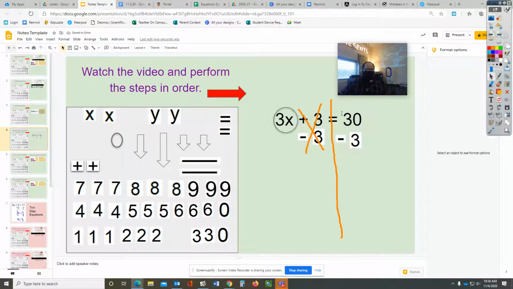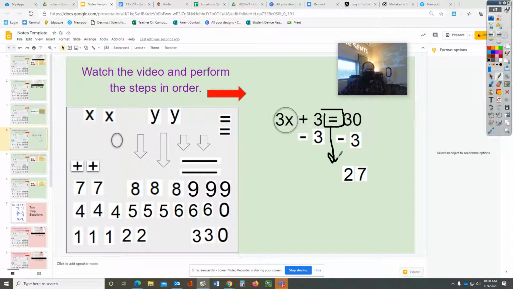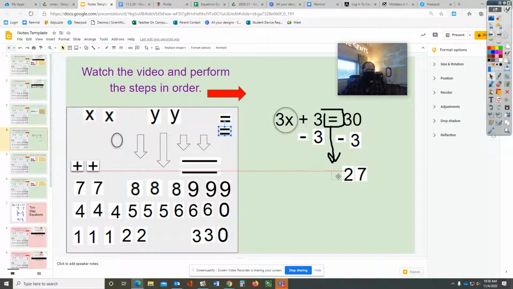And so now I've got 30 minus 3. Okay, I can actually perform this operation. 30 minus 3 is 27. So I will bring down my 27 and make that number right there. The next thing I want to do is make sure to bring down my equal sign right here. You always want to bring it down, so we'll put it right there.